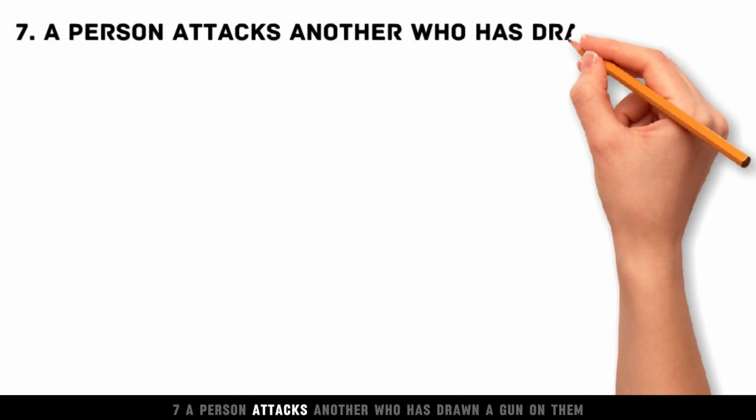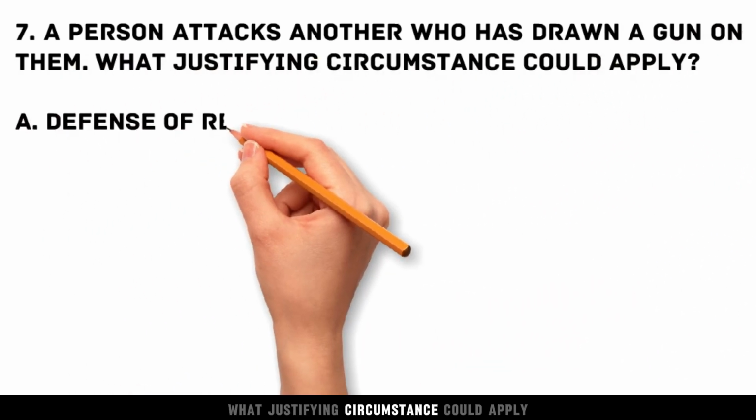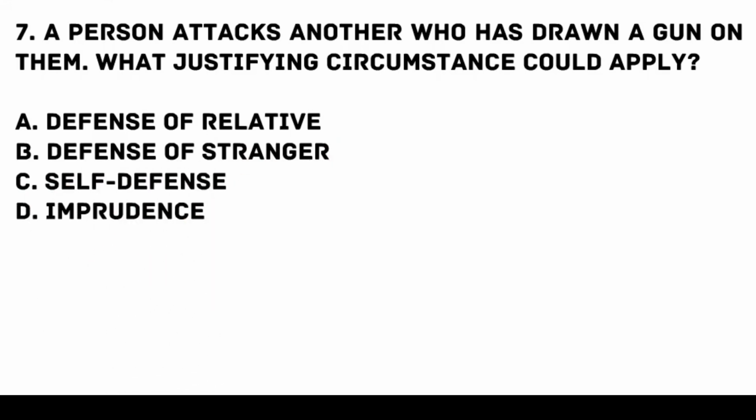7. A person attacks another who has drawn a gun on them. What justifying circumstance could apply? A. Defense of relative. B. Defense of stranger. C. Self-defense. D. Imprudence.